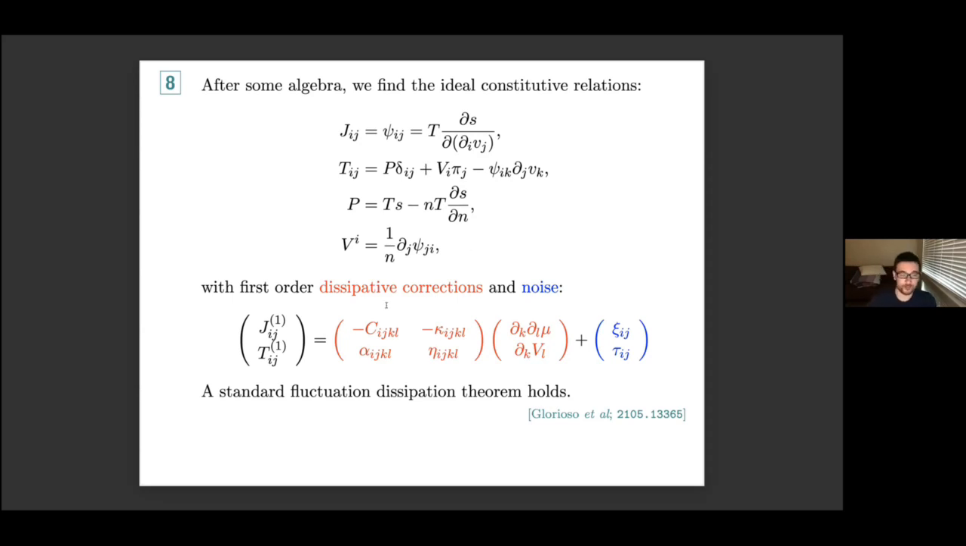Okay, unsurprisingly, we have this fourth order Jij couples with two derivatives to the gradients of mu. That's probably not too surprising. There's some off-diagonal terms that are allowed, and then there's noise as well here in blue. And a standard fluctuation dissipation theorem holds. Okay, so the correlators look like white noise with the coefficient proportional to the dissipative coefficient, and so on.